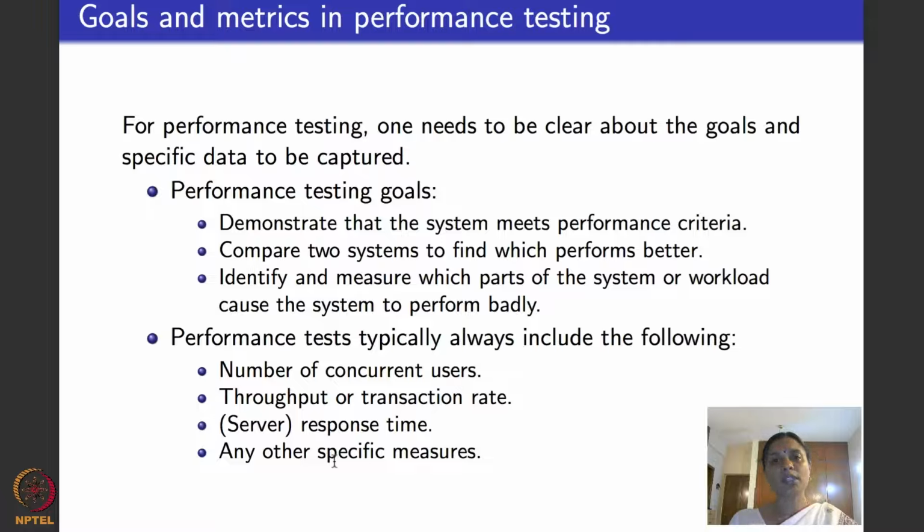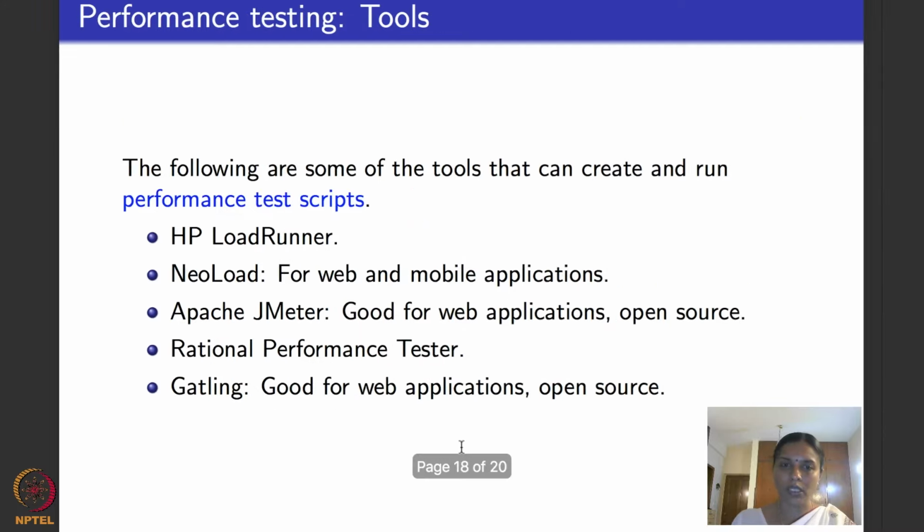Let's say most of the systems are meant to interact with users. So it will say how many concurrent or parallel users are using a system. That's one of the things. Then what is the throughput or transaction rate that the system is committing to, and what is the server response time. In addition to these three, any other specific measures that you want to include can be included.